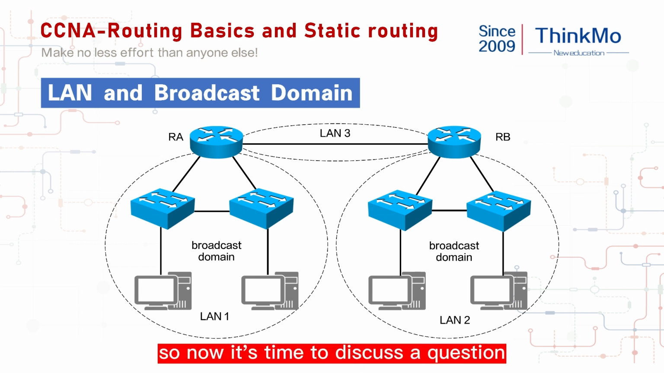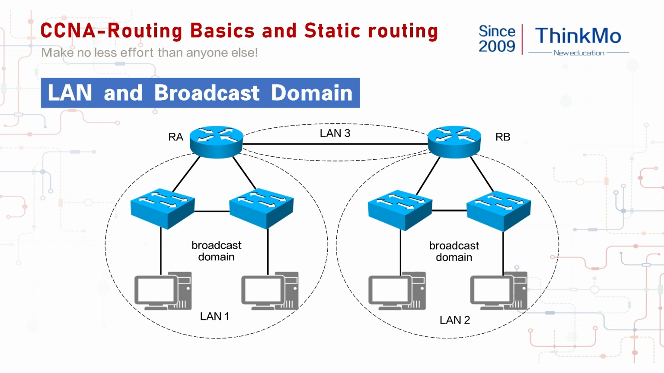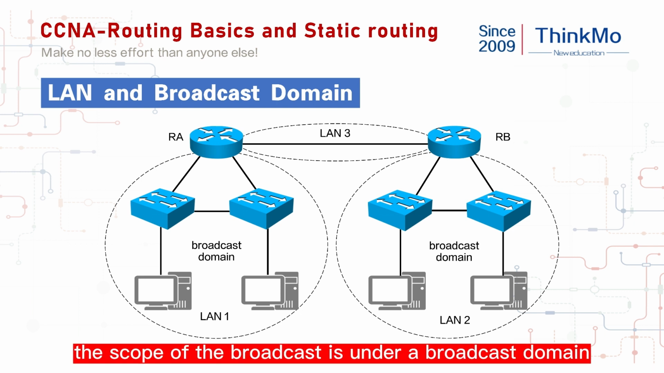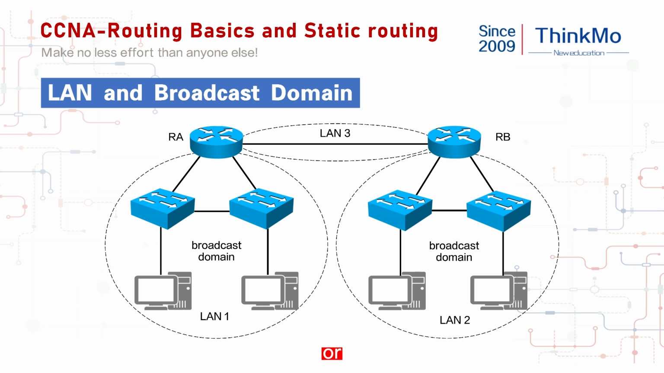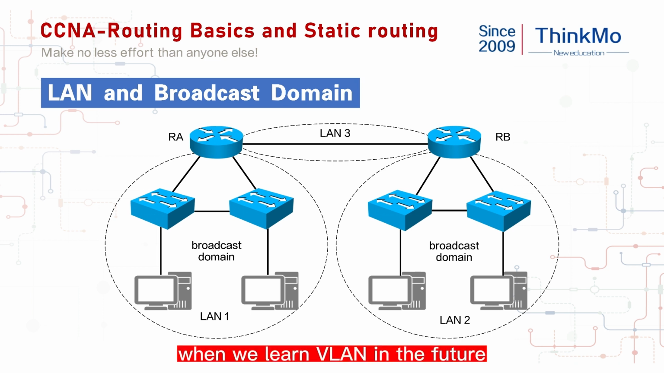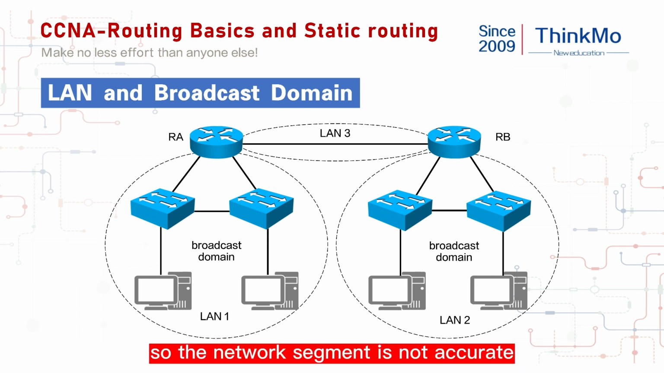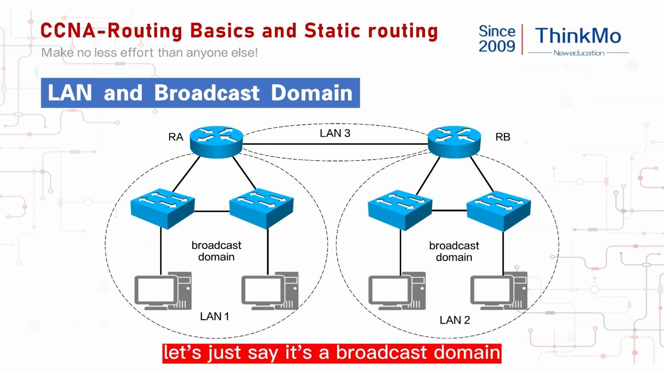So now it's time to discuss a question. When we network based on switches, its actual network range is very small. The scope of the broadcast is under a broadcast domain. Then it is actually a network segment. Or, when we learn VLAN in the future, dividing VLANs will also create different broadcast domains. So "network segment" is not accurate. Let's just say it's a broadcast domain.